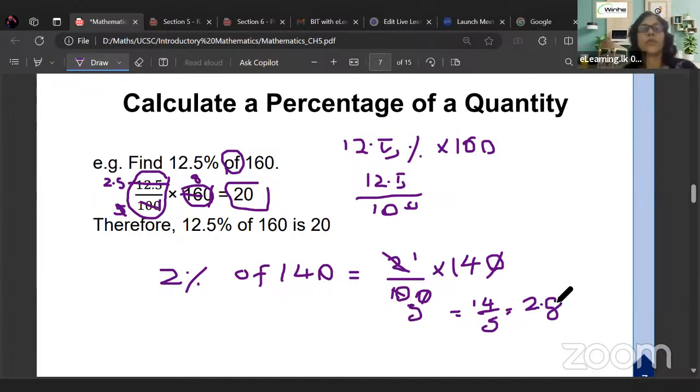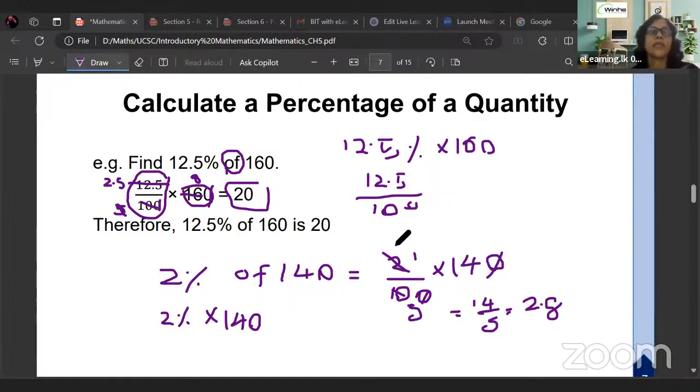Right? So 2% of 140 means 2% multiplied by 140. If you remember, when there is "of", we multiply. We put the multiplication sign instead of "of". Right? That is how we calculate the percentage of any given quantity.